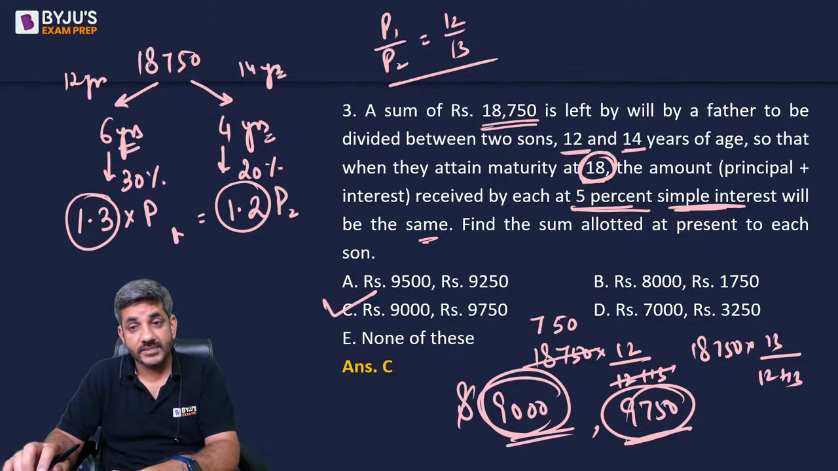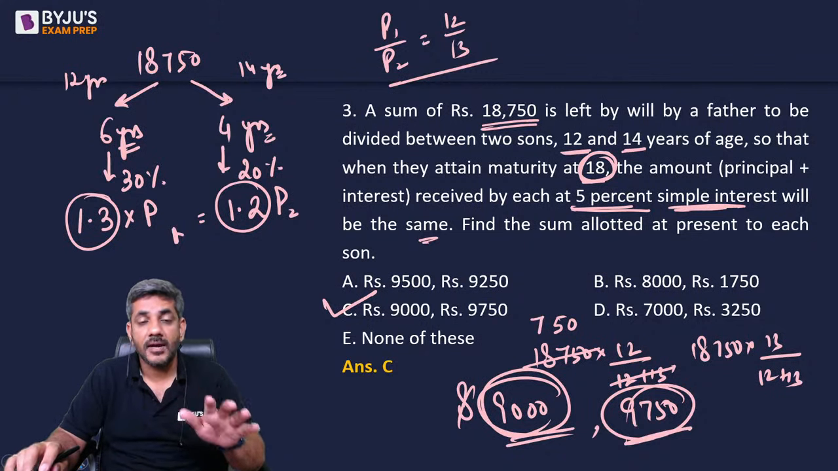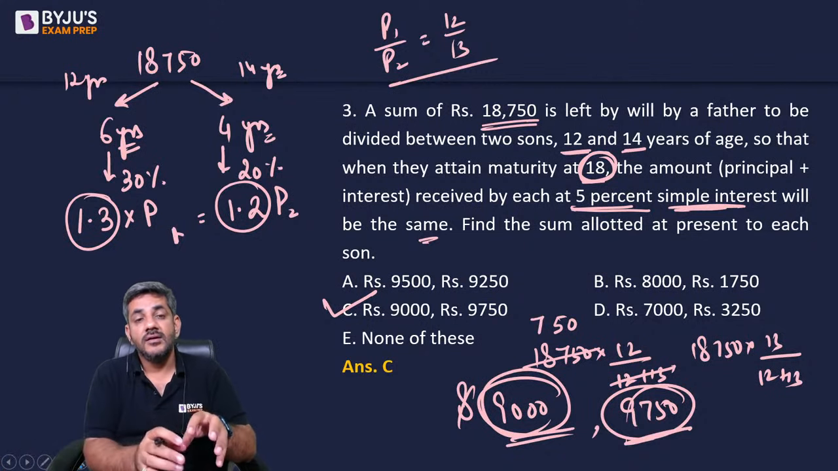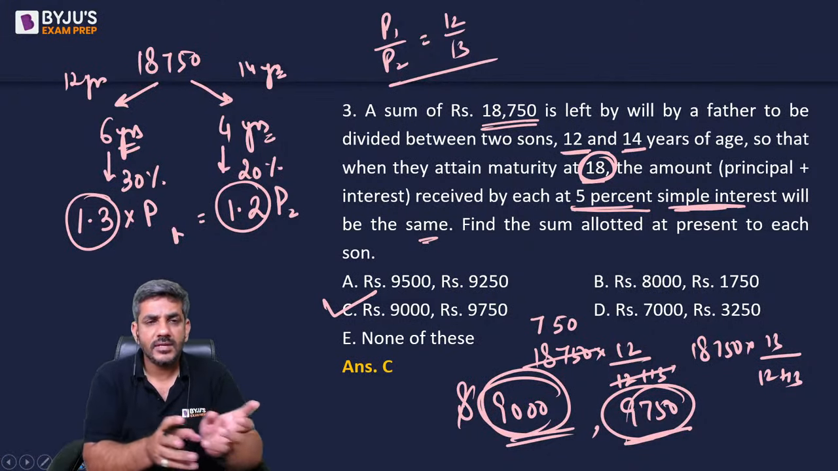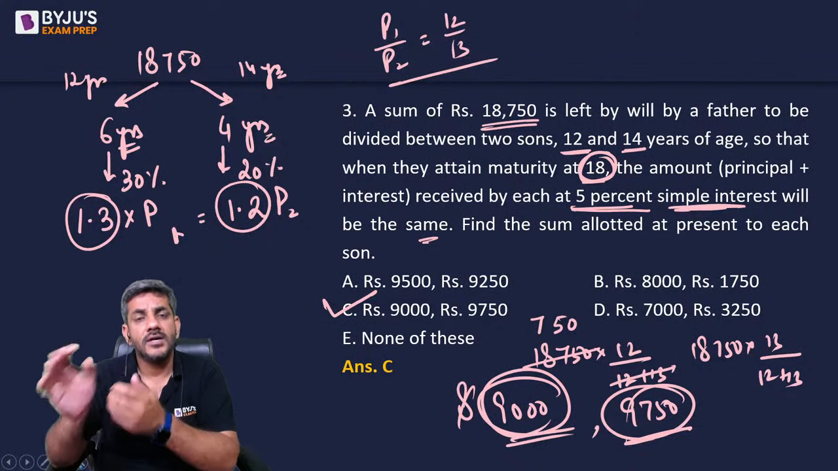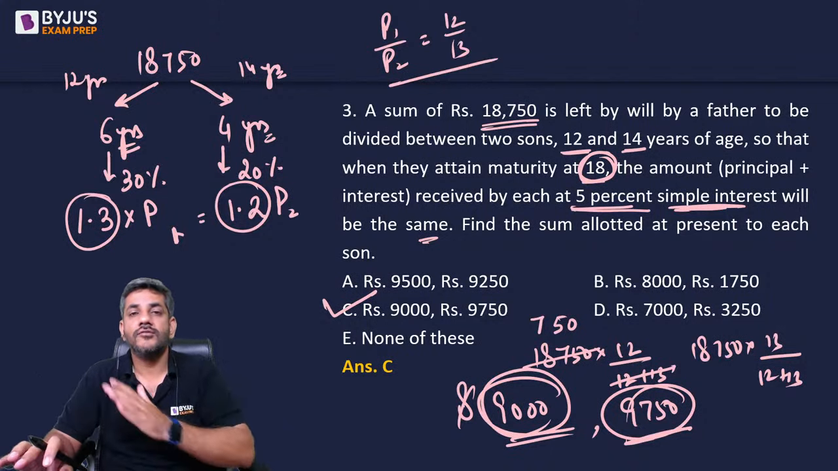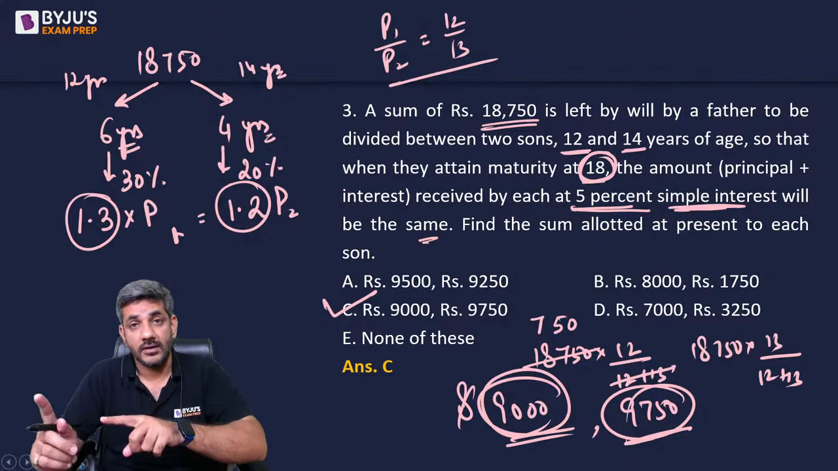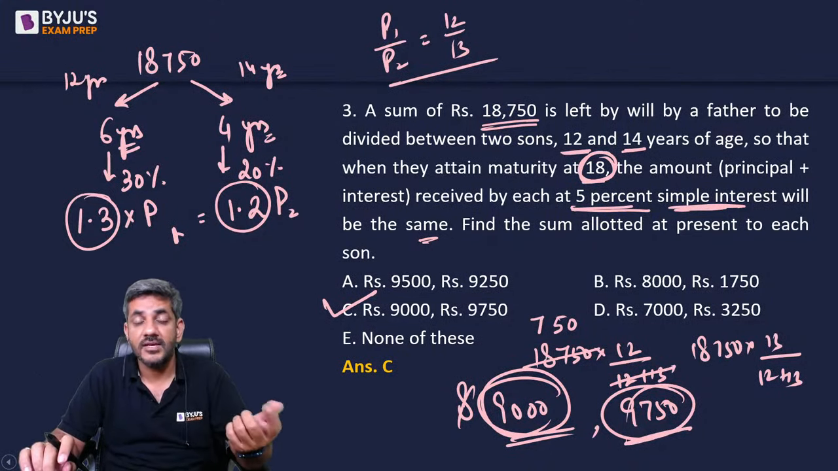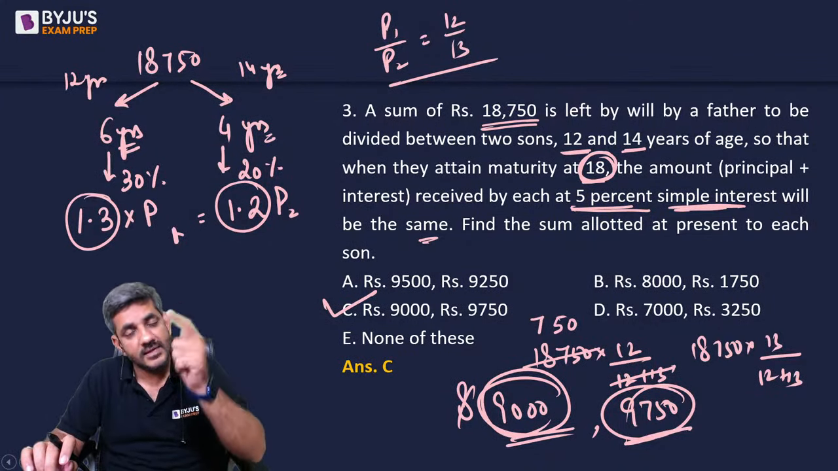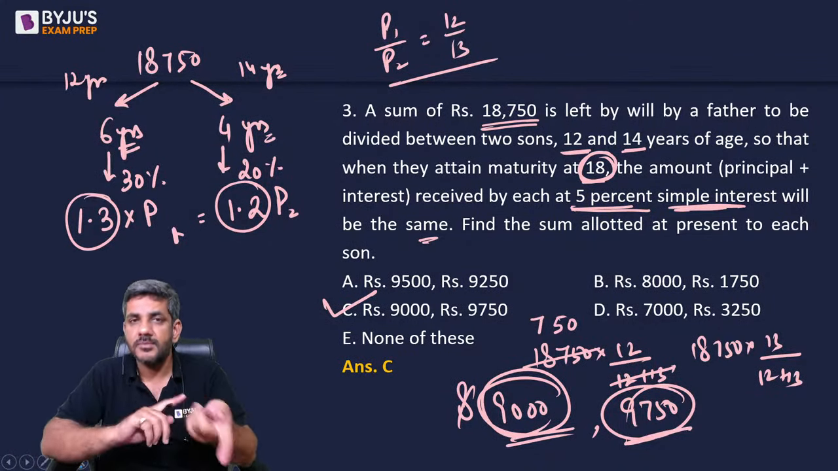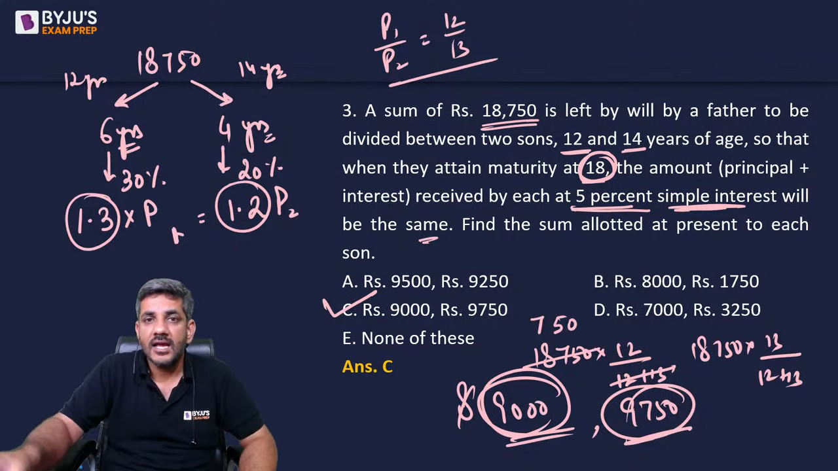From this question I would suggest that please keep this in your mind always: if a certain percentage of a number is equal to a certain percentage of another number, then the ratio of the numbers is the ratio of those percentages but in reverse order. If 12% of P1 is equal to 13% of P2, then P1 by P2 would be 13 by 12, not 12 by 13. It would be reversed while calculating that.